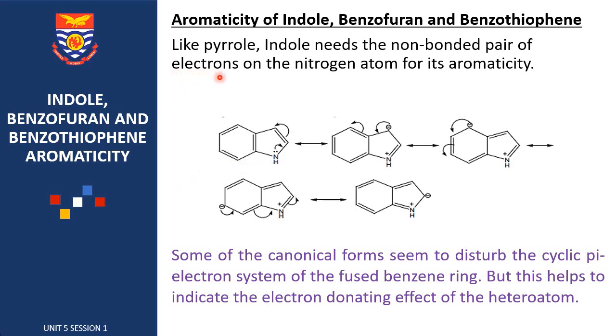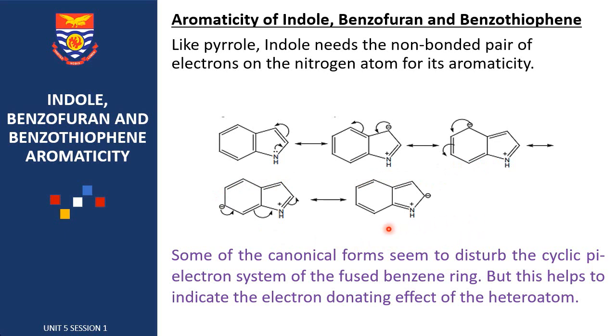Now, just like pyrrole, in indole as well, it needs the non-bonded pair of electrons on the nitrogen for its aromaticity. So just as we talked about in pyrrole, this lone pair of electrons we see on nitrogen here are delocalized. They are not localized. So they are needed for indole's aromaticity, right? So it helps in obtaining the resonance structures we are seeing here, 5 of them.